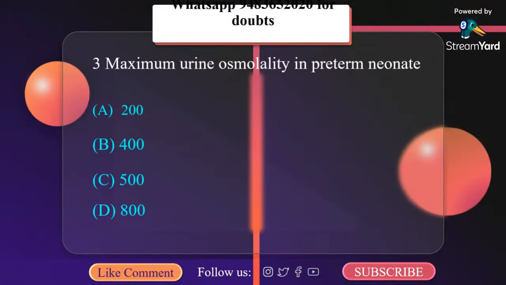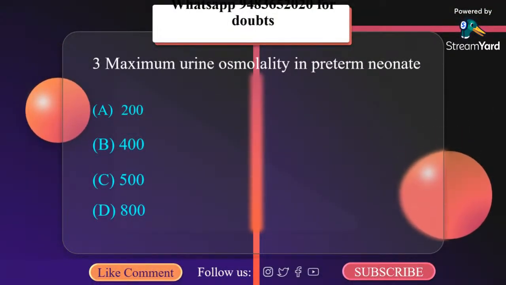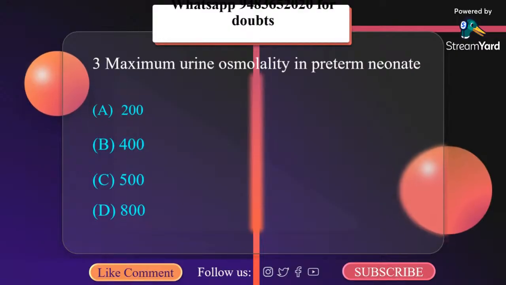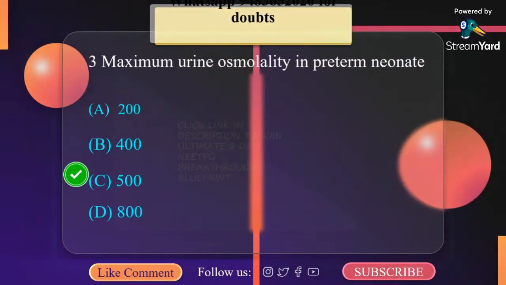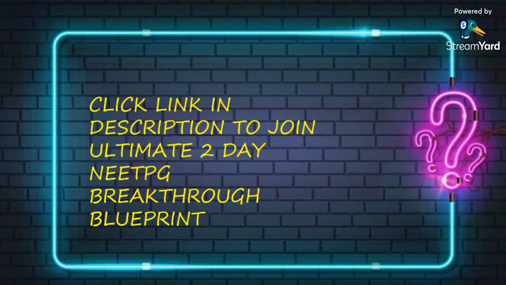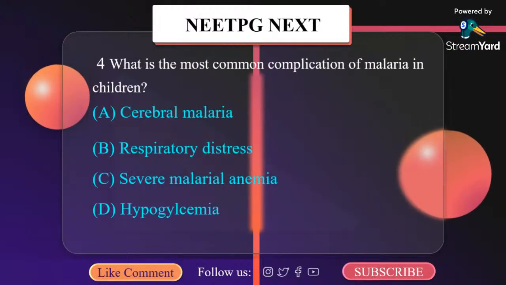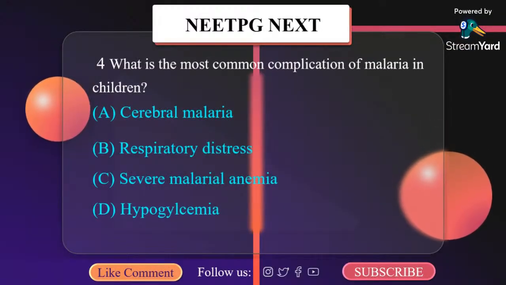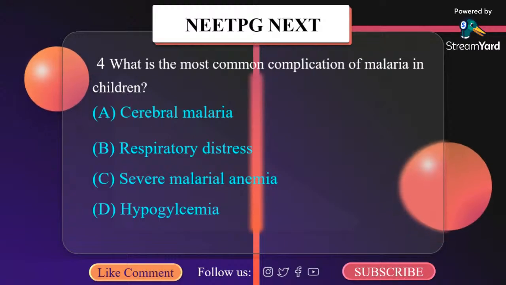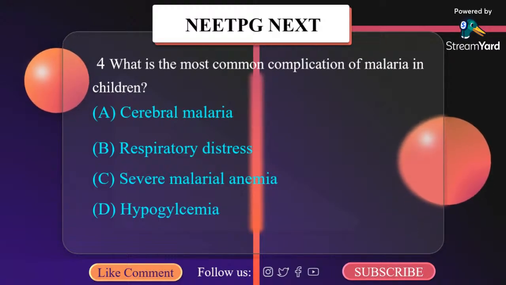Maximum urine osmolality in preterm neonate: A 200, B 400, C 500, D 800. It is 500. What is the most common complication of malaria in children? A. Cerebral malaria. B. Respiratory distress. C. Severe malarial anemia. D. Hypoglycemia. It is severe malarial anemia.